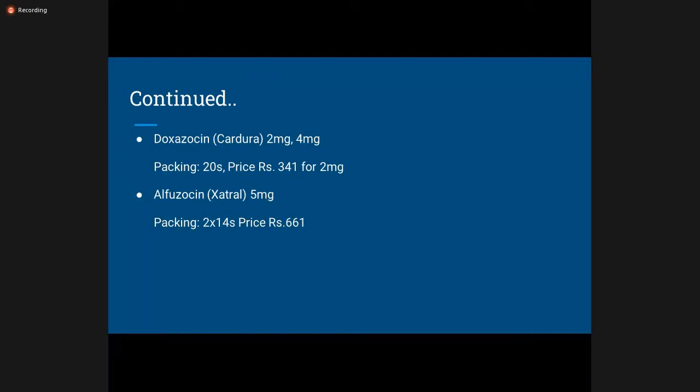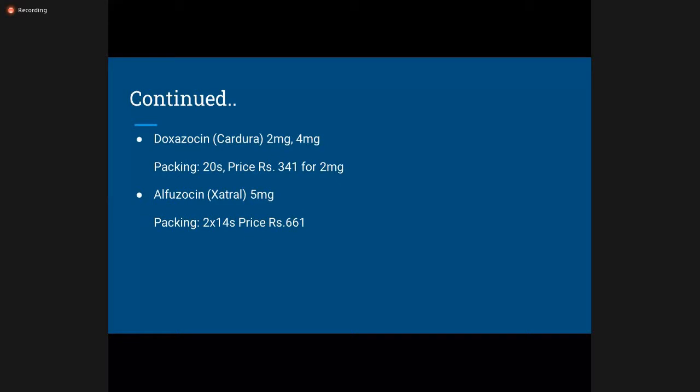The other drug is very important, that is doxorubicin. It comes with the dosage of 2 milligram and 4 milligram, and it costs around 341 rupees. Other number 3 drug is alfuzosin, that comes with the name of Zetrol. All these have the same type of side effect, postural hypotension. So we have a solution for that: we usually ask the patient to take this drug just before sleep, just before going to the bed.